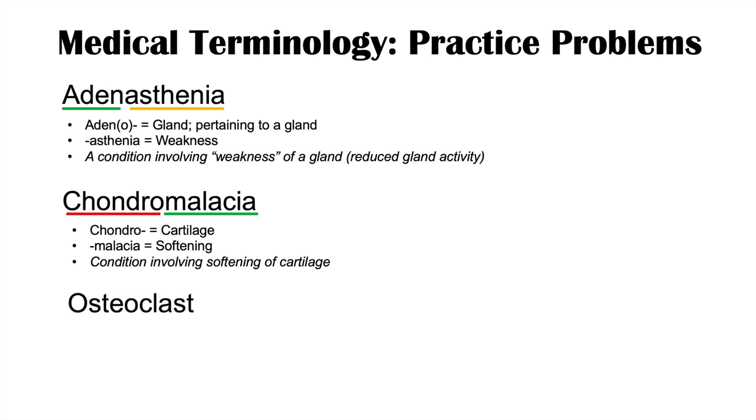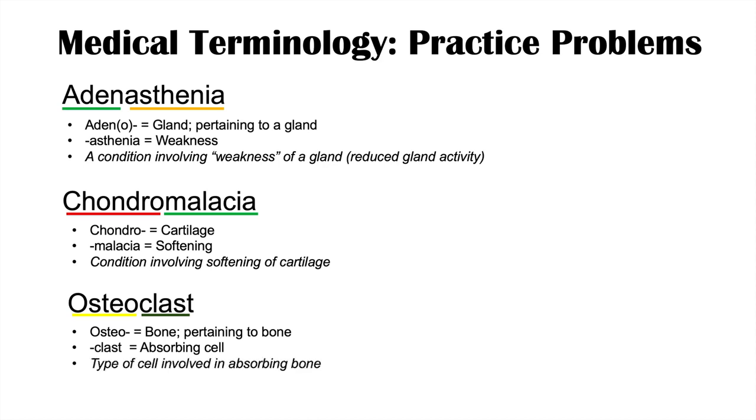The next word is osteoclast. So we break this word down. I mentioned that osteo means bone. So osteo means bone or pertaining to bone. The suffix clast, and if you've watched some of my other lessons, clast clears bone. So clast clears bone. It's actually an absorbing cell. So osteoclast is a type of cell involved in absorbing or degrading or clearing bone. So that is what osteoclast means.